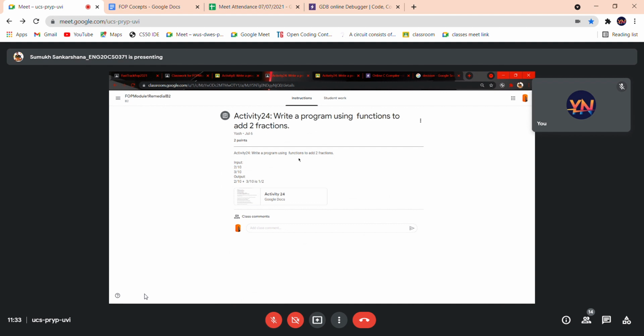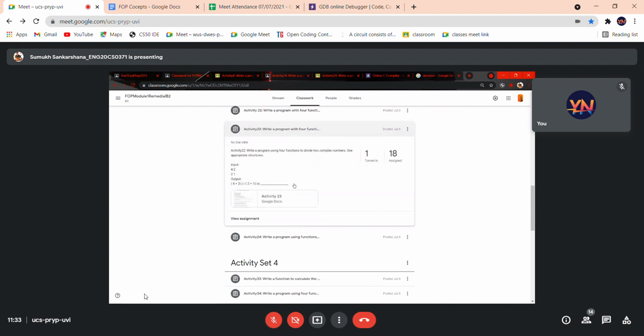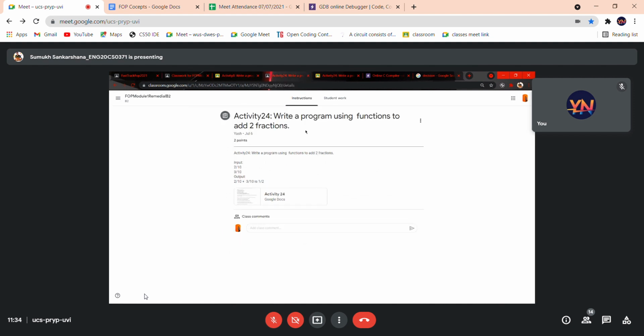All right. You can also see that there is "use appropriate structures" in every question. This is because they wanted you to understand the concept of structures, and to put it in these programs, so that you can identify where to use structures and where not to. When we come to activity 24, they haven't given it. They want you to judge. They want to judge whether you use structures or not.